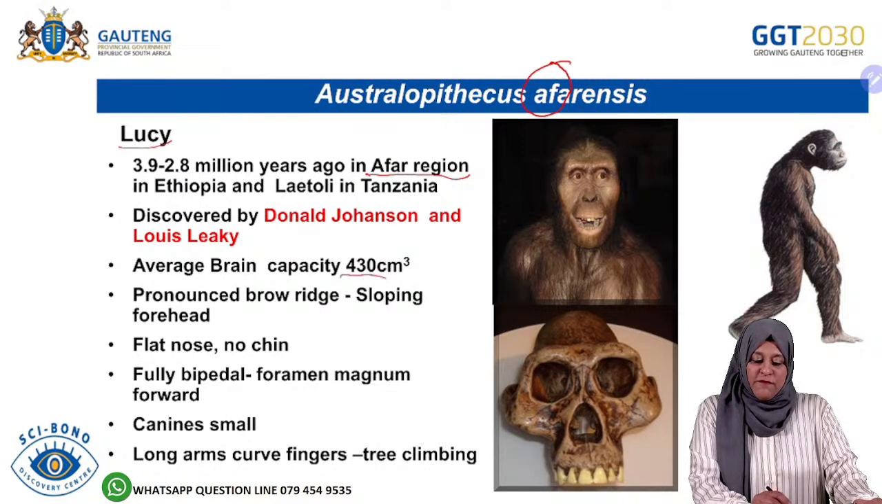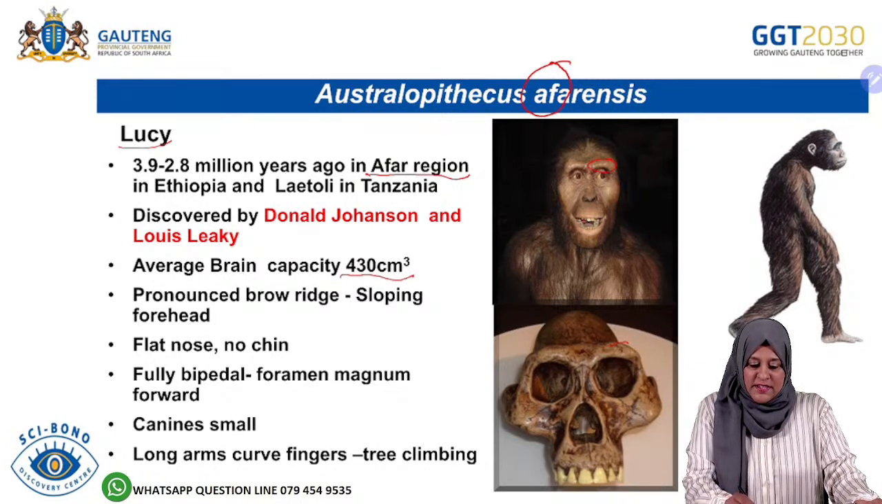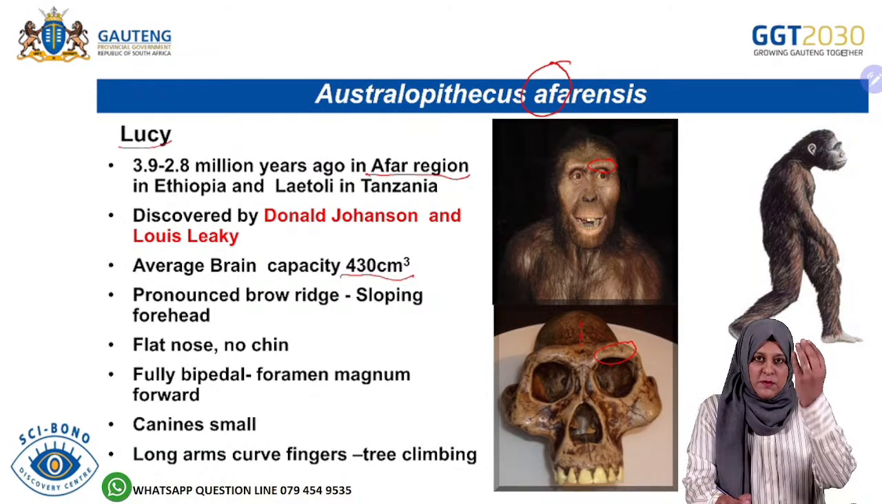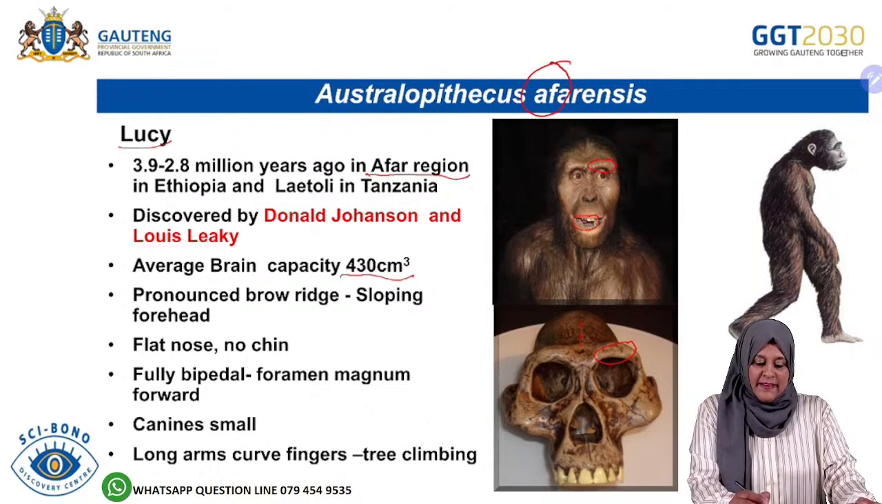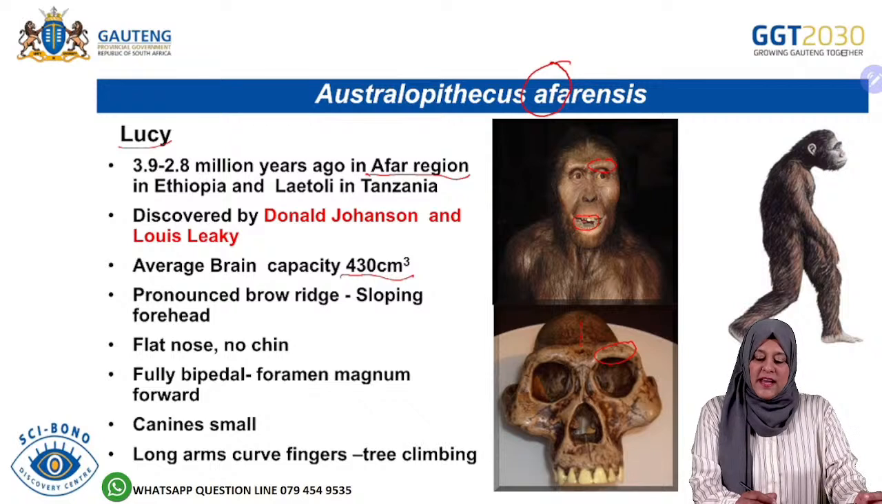The brain size was about 430 cubic centimeters, a little bit bigger than Ardipithecus, with a pronounced brow ridge and a sloping forehead. You can see here, fully bipedal because the foramen magnum was in a forward position and the vertebral column was almost vertical. The canines are small, right? And they had long arms and curved fingers for climbing trees. Now, Lucy was a fossilized female skeleton discovered by Donald Johanson, and the shape of the pelvis indicated that this was probably a female.